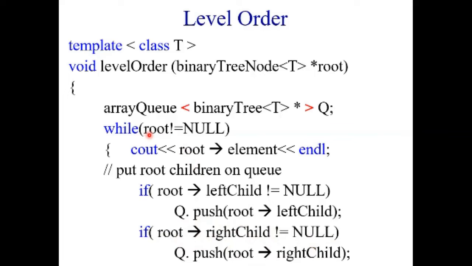I repeat once again. We first check that root is not equal to null. Before that, I have taken one array q to store the addresses of nodes. If not null, we display the value of that node. Once we display it, we check the left link and the right link of that node. If the root's left child is not equal to null, we push the left child address into the queue. Then we check the right link of that node, the root's right child. If it is not equal to null, we push the right child address into the queue.